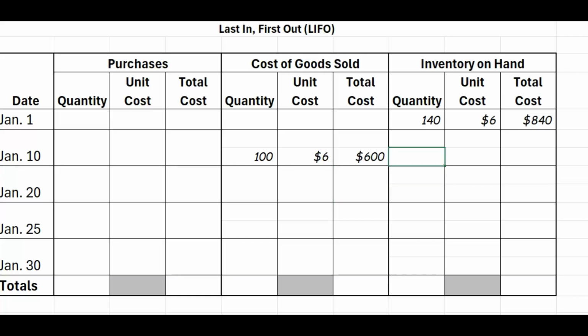How much do we have left after this sale? Well, we had 140 units. We sold 100, so we only have 40 left. They are the $6 units. Our ending inventory cost is 40 units times $6 per unit, $240.